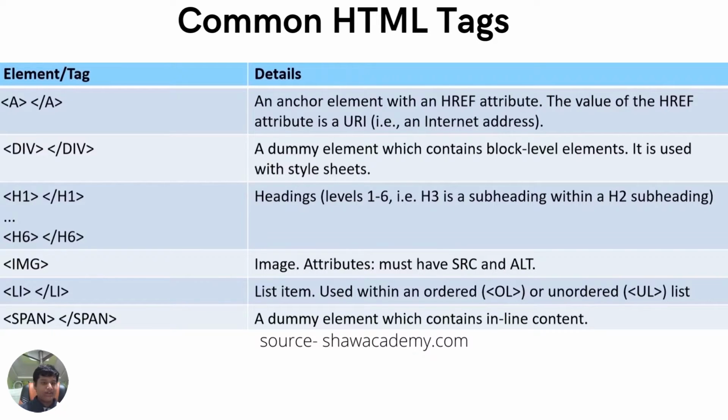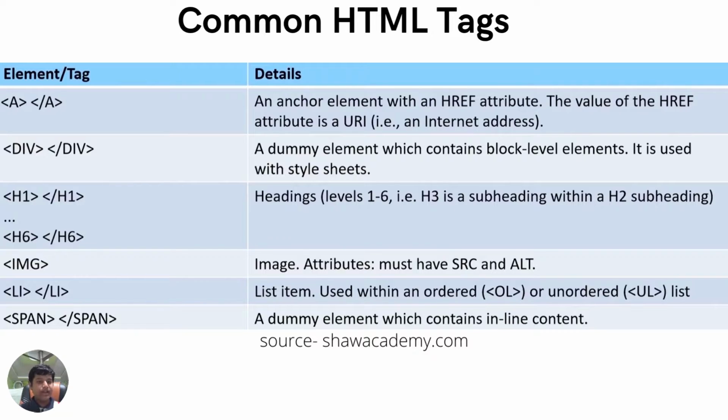So div container, it is div and div close, a dummy element which contains block level elements. It is used with style sheets, and as I told you, there are heading 1 to heading 6. So heading 1, headings levels 1 to 6, that is h3 is a subheading within a h2 subheading.